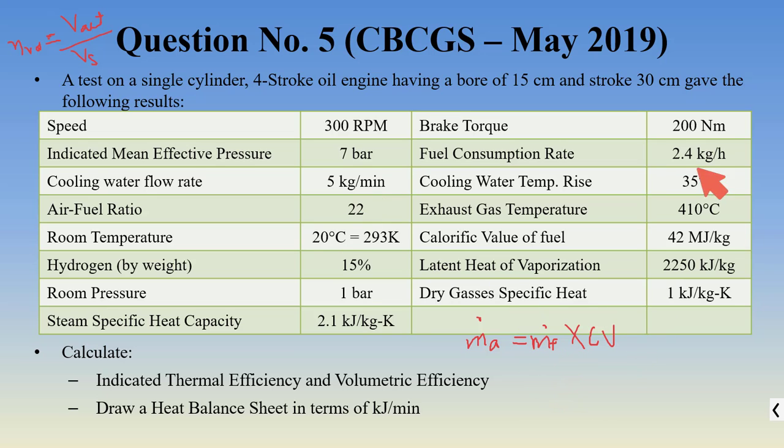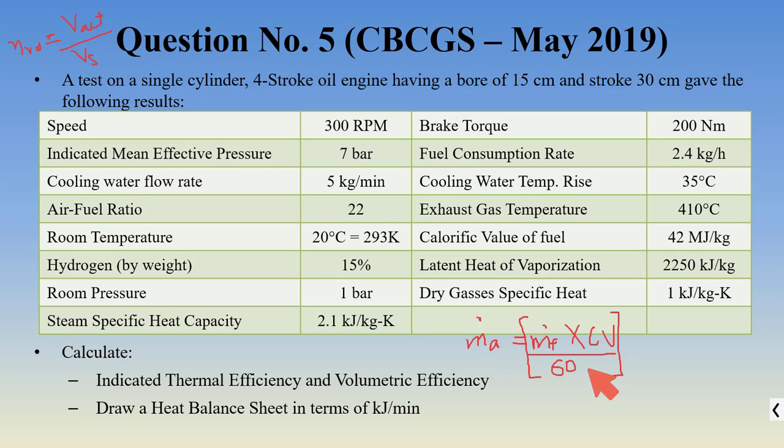So how can we convert it from per hour to per minute to per cycle? Well, first of all, we will convert it from per hour to per minute. How to convert from hour to minute? Divided by 60. In 1 minute, this is the amount of mass of air which is coming into the cylinder.